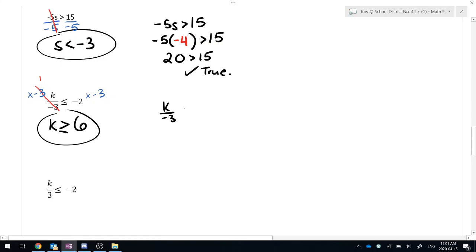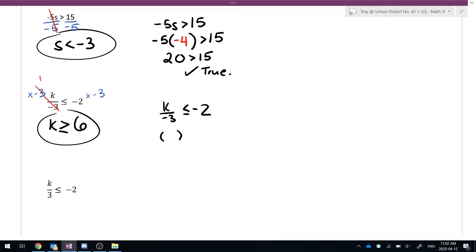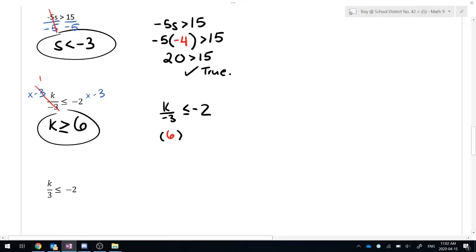K divided by negative 3 less than or equal to negative 2. So it could be greater than or equal to 6. So I'll just use 6 as my check here. So 6 divided by negative 3, negative 2. Is negative 2 less than or equal to negative 2? Yes, it's equal, so that's good.